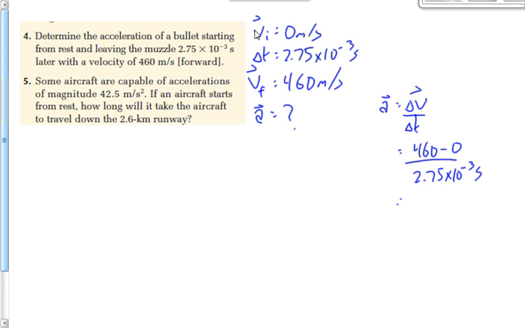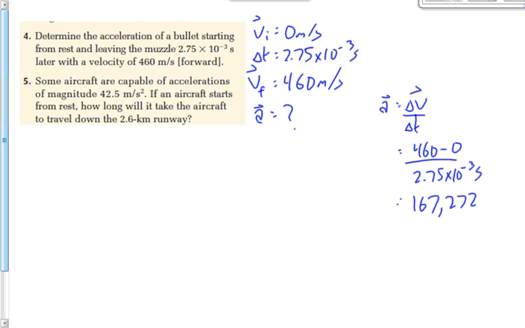Should be a big number, right? A bullet accelerates really, really quickly inside of a gun. Otherwise, you're never going to be going over the speed of sound by the time the bullet leaves the gun, right? Has to accelerate at a high rate. What is that rate? 460 divided by 2.75 times 10 to the minus 3. 167,000 what?